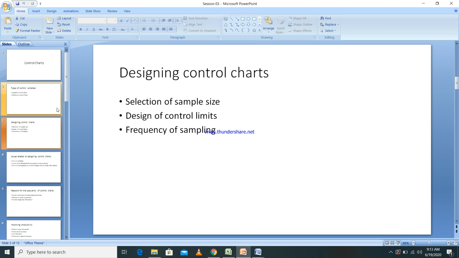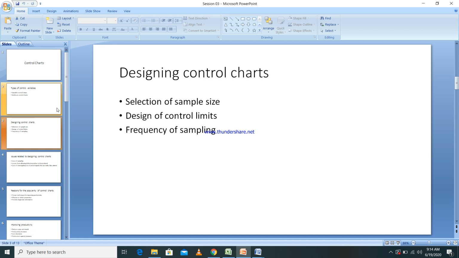Right, so when designing a control chart, there are some important things. Actually, there are 3 important points. One is the selection of the sample size. If you are going to check the quality of your process with the use of a control chart, the first thing is you have to decide the sample size of your process, right? How we are going to take the sample size, right?